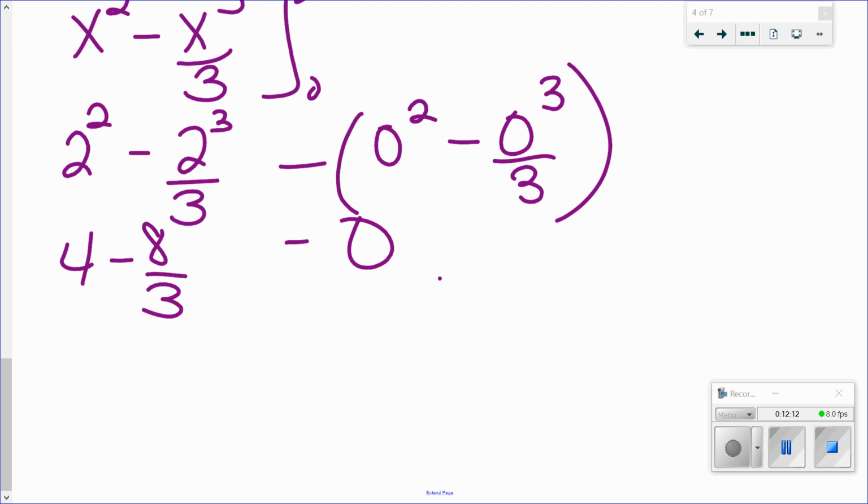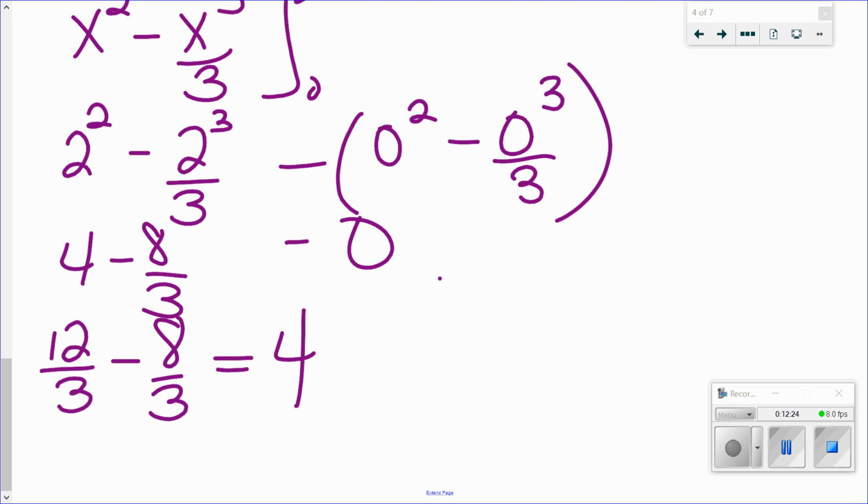Now, since I'm not doing this in a calculator, I'm going to go ahead and change the 4 into thirds. Remember, I'm going to multiply by 3 over 3. So I get 12/3 minus 8/3 equals 4/3.